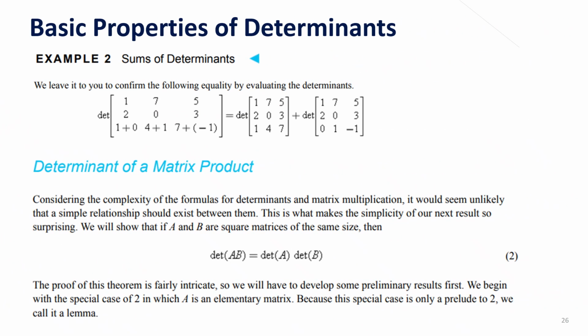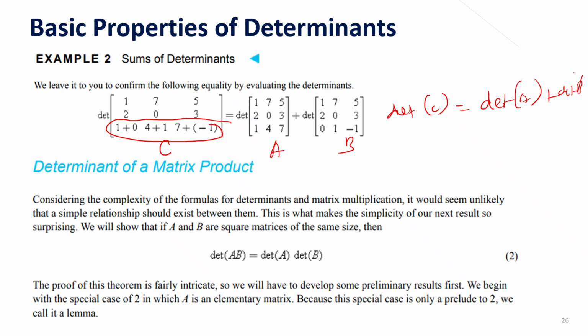Okay, take an example of the previous concept that you learned. Here we have matrix C where the last row is equal to the last row of A plus the last row of B. So to calculate the determinant of C, you can calculate the determinant of A plus the determinant of B.